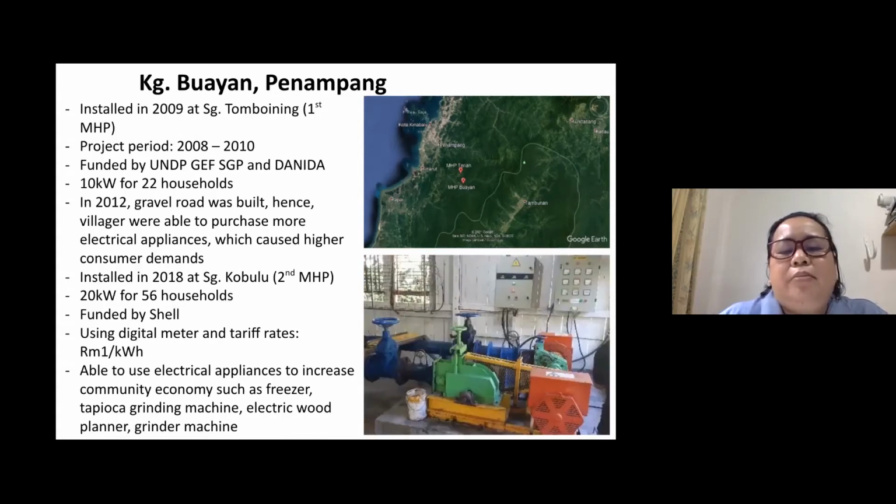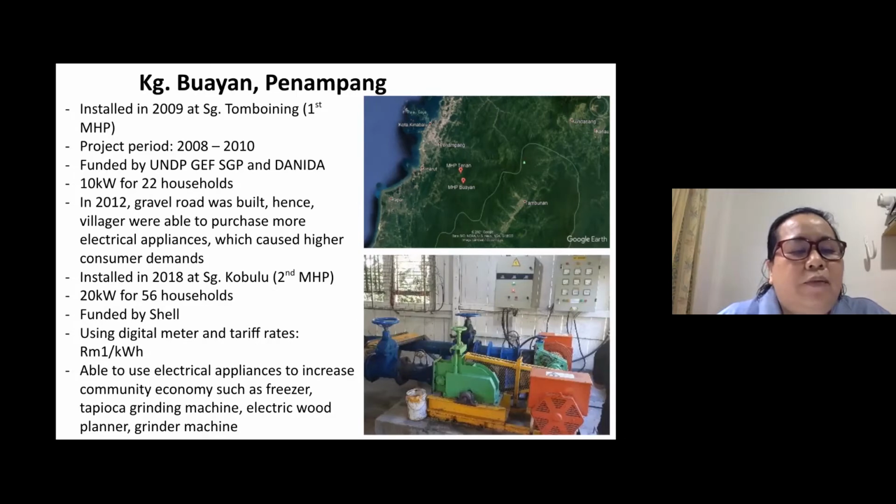This one is about the micro hydro project in Kampung Buayan. This system was first installed in 2009. The project period was from 2008 until 2010. The funder was UNDP, and it's a 10 kilowatt system for 22 households. After they built the system, a lot of people from town went back to the village, which was very positive from what the micro hydro had installed.